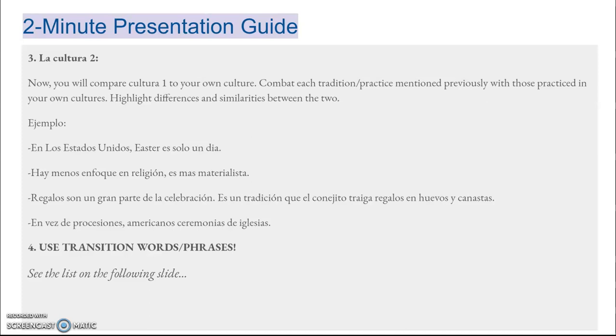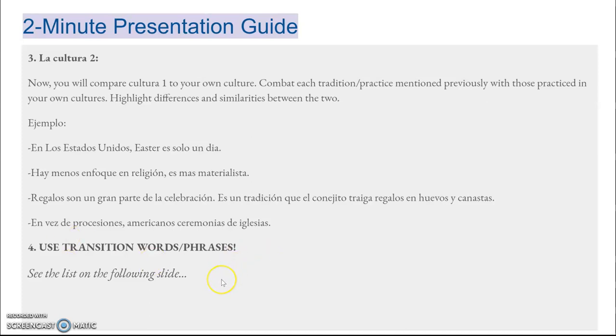and gifts. And then, en vez de procesiones americanos, it's supposed to say asisten ceremonias de iglesias, but that's a typo. So this point, en vez de means instead of. So I'm saying instead of processions, Americans attend church services, which comes to my next point.